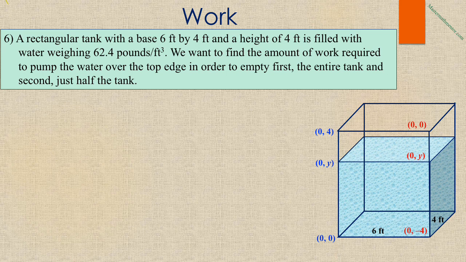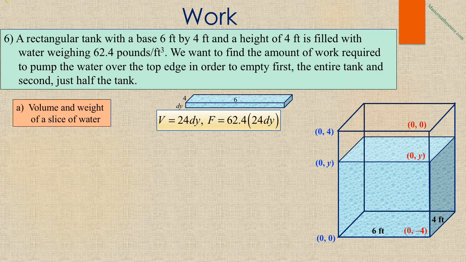We use the technique that we used previously, putting the important points onto the picture. We either put the origin at the bottom or the top. If the origin is at the bottom, in blue, we have the point 0, 0. The top of the tank is 0, 4, and the current water level is at the point 0, y. If we put the origin at the top, in red, the point 0, 0, then the bottom of the tank is 0, negative 4, and the water level will be at the point 0, y.